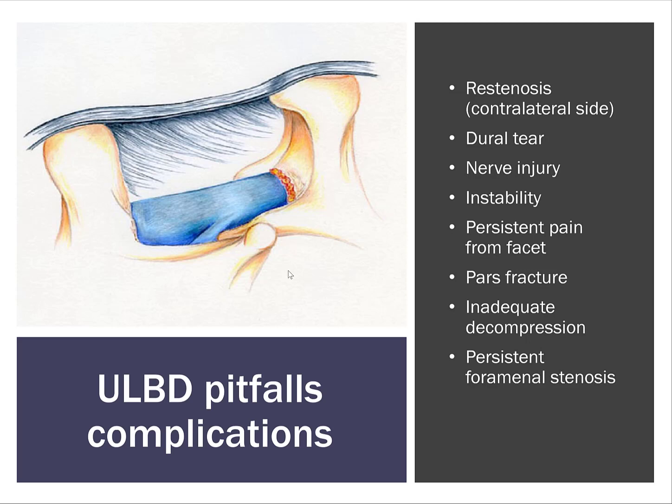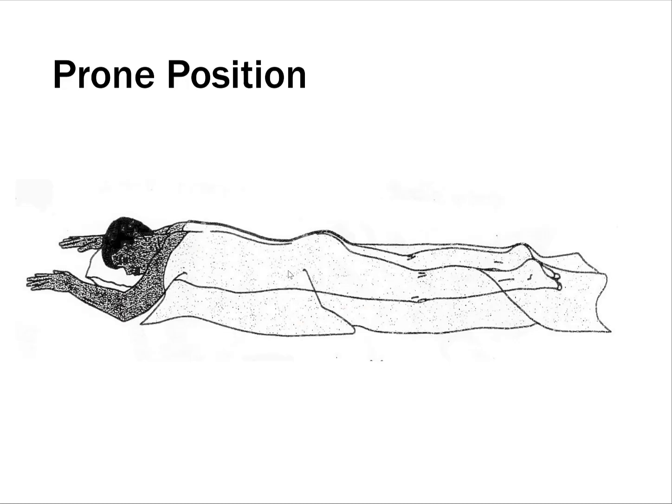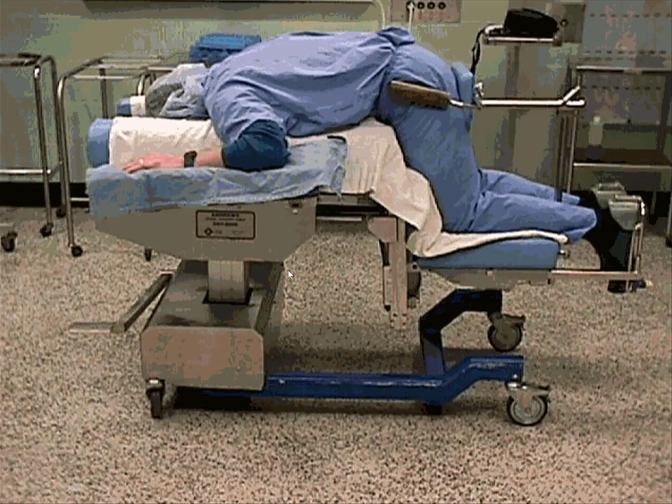Pitfalls are restenosis. I've had many cases where the contralateral side becomes stenotic. You can get a dural tear, though I don't think it's any more than with regular decompression. There's nerve injury and instability. You can fracture the facet or the pars. You can have an inadequate decompression, or the foramen is very difficult to decompress. But my opinion is that if you really want to decompress the foramen well, you have to do a fusion. That's my opinion.